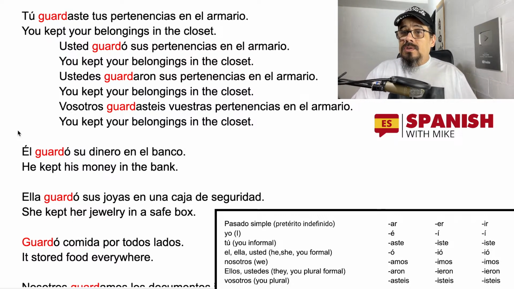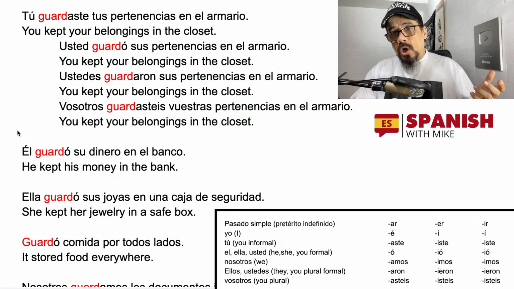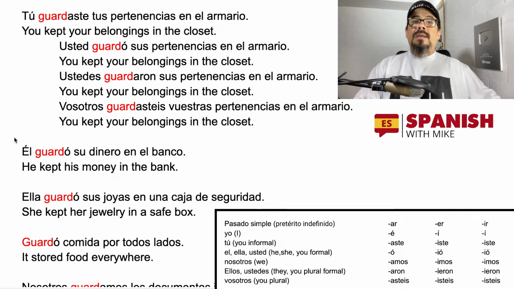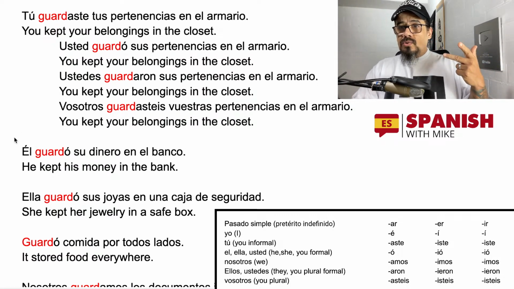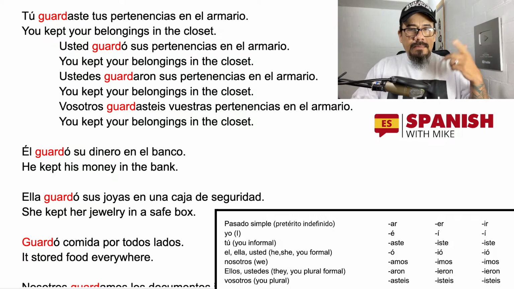In Spanish, we also say closet. I could say, tú guardaste tus pertenencias en el closet. And it's understandable. But the word for a closet in Spanish is armario. Singular, informal, close relationships. Usted guardó sus pertenencias en el armario. Singular, plural. Ustedes guardaron.